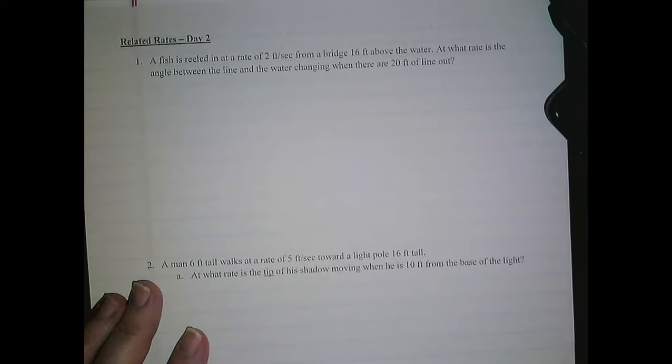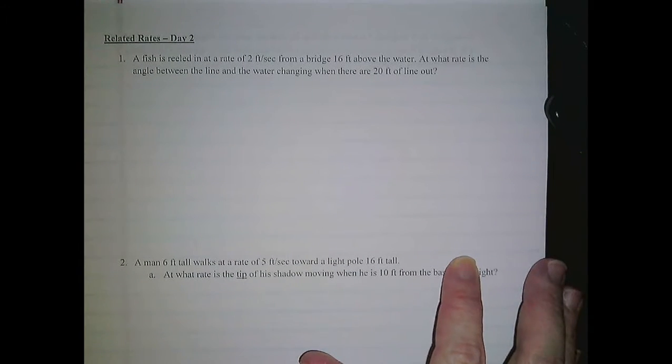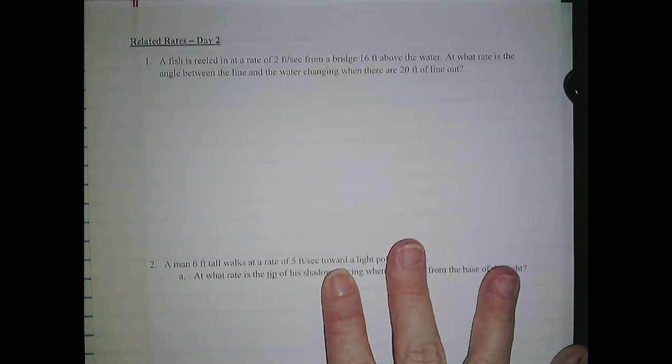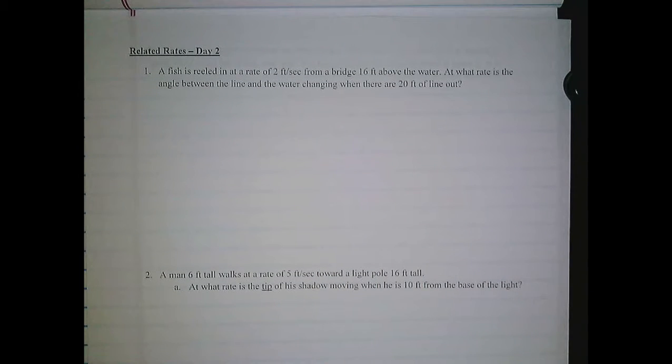It says that a fish is reeled in at a rate of 2 feet per second from a bridge that is 16 feet above the water. At what rate is the angle between the line and the water changing when there's 20 feet of line out? Okay, so I read the problem.